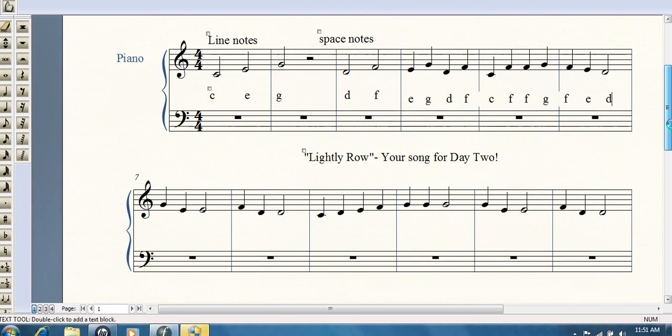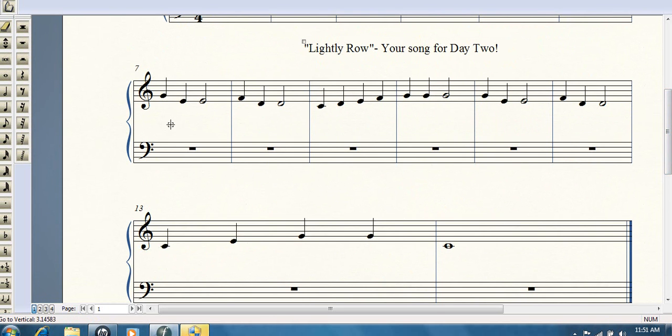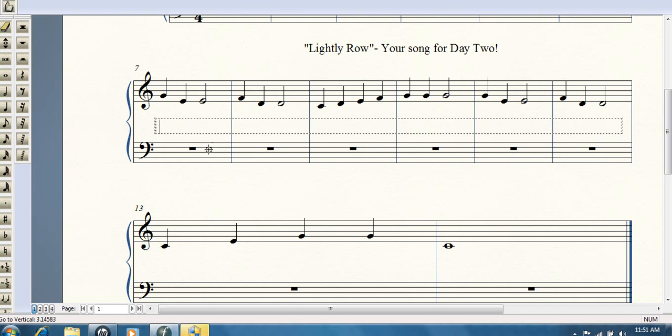And now let's look at the actual song we're going to learn. Let me get my text box going. There we go. We're going to write in all these notes. Now, let's think about it. This is a line note. It's the top one. Yes, it is G. This is also a line note. Don't forget, the second highest line note is E. And then there's another E.